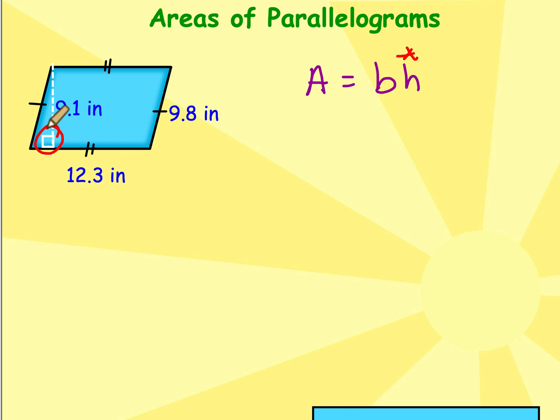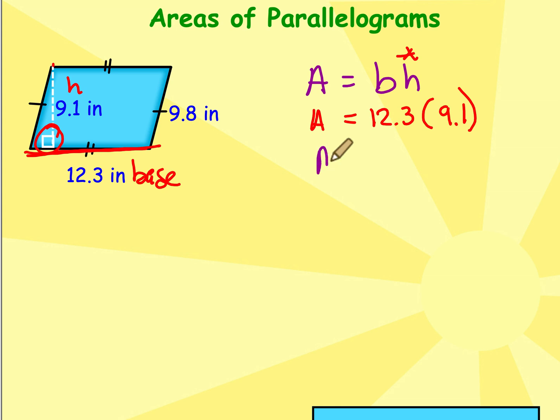So the 2 values connected by the right angle are my 9 1/10 and my 12 3/10. The 12 3/10 is part of the parallelogram. That's what tells me it's my base. The 9 1/10 is a measure between 2 bases, and that's what tells me it's the height. So 12 3/10 times the height, 9 1/10, gives me an area of exactly 202 9/100 inches squared.